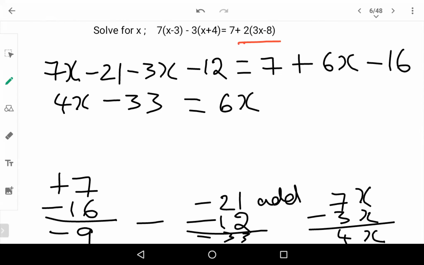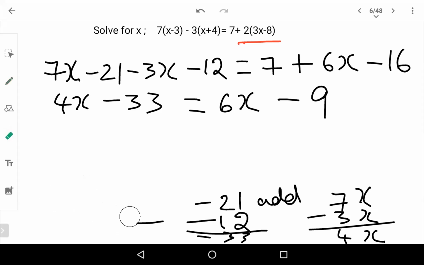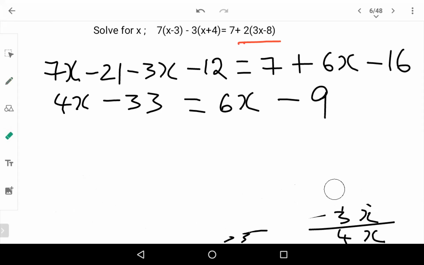Now 16 minus 7 is 9, correct? But for the bigger number, that is 16, there is minus sign which is used. So that is why the answer will also become minus 9. So 6x minus 9. Understood? Any doubts in this step? You have to learn each and every step in detail so that you don't miss any step in the further problems. Is it clear until here?